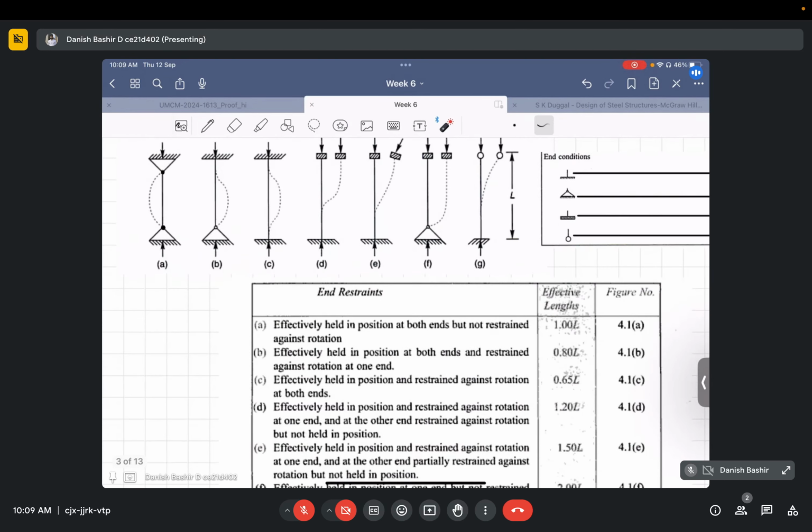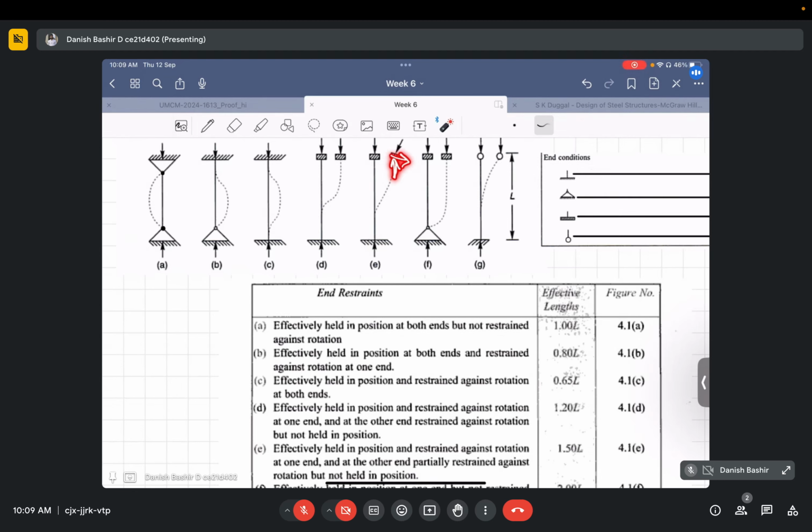Similarly, in the other case, case E, effectively held in position and restrained against rotation at one end, this side, and the other end is partially restrained against rotation but not held in position. So it can partially rotate, and it can translate also. In that case, 1.5L is the effective length.